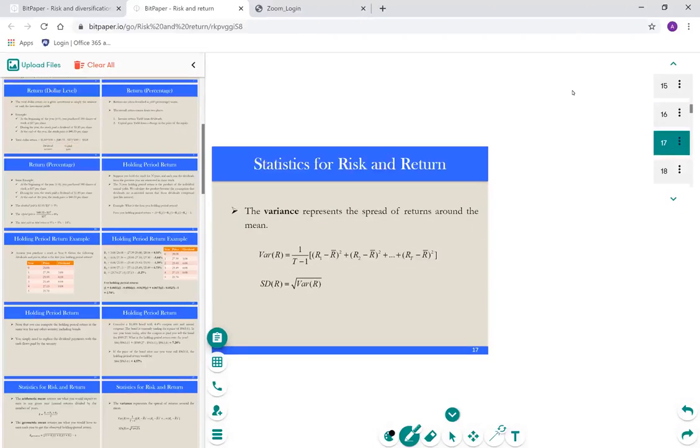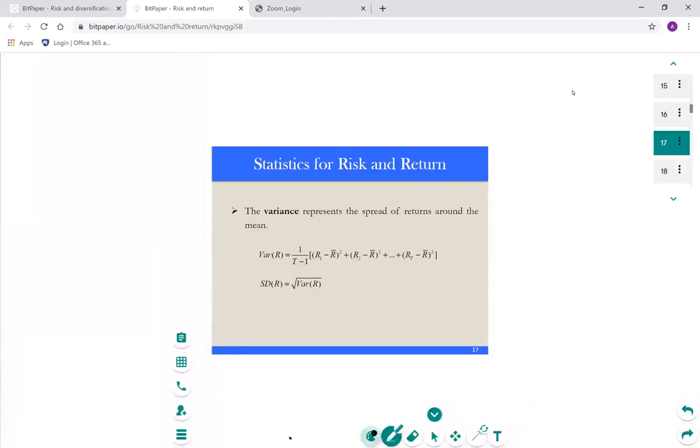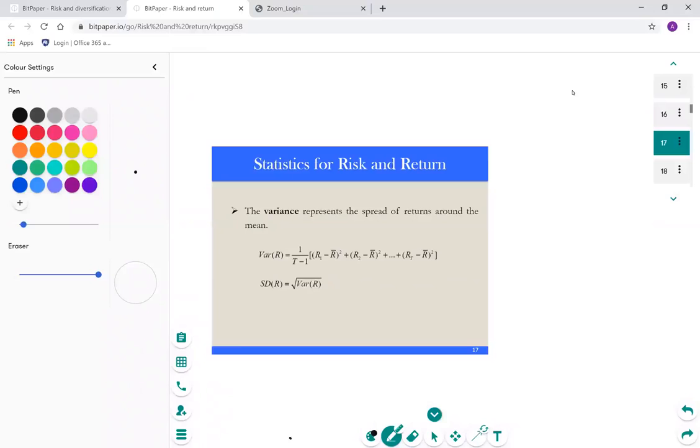So the formal definition of variance is you take the return in year 1, that would be R1, and you subtract off the mean return over the period that you're interested in, and then you square that. So it's the deviations from the mean squared. You square the deviations from the mean, and you add those up for each individual year. So this would be the squared deviation in year 1, this would be the squared deviation in year 2, all the way up to year t. You do that for each year.